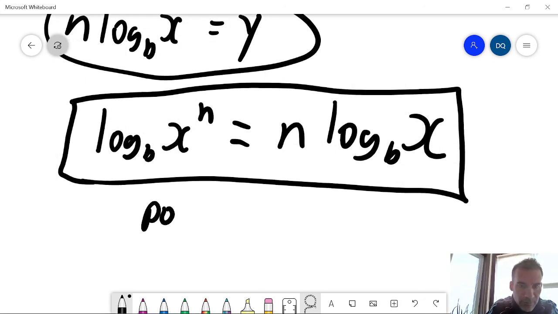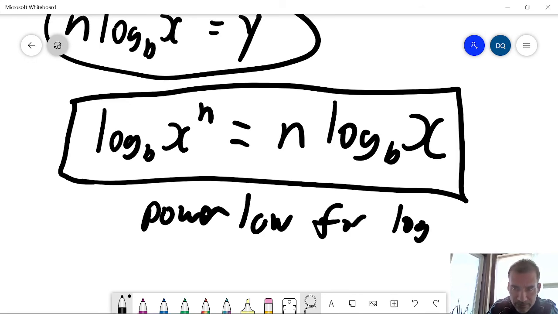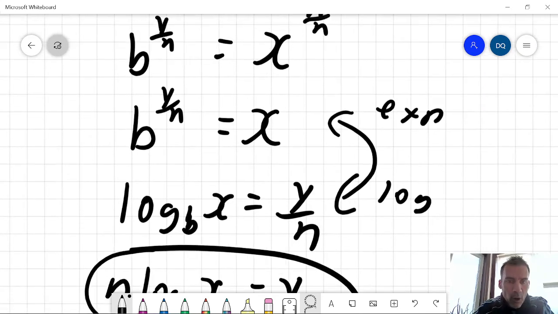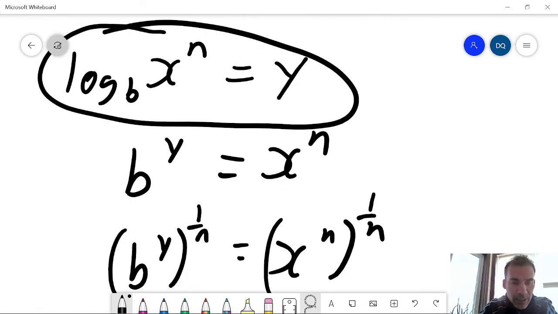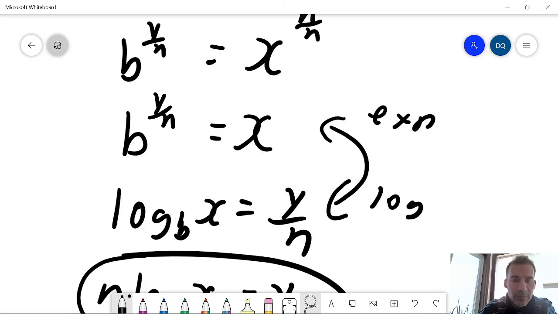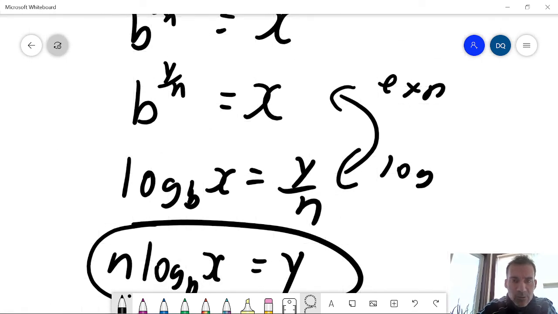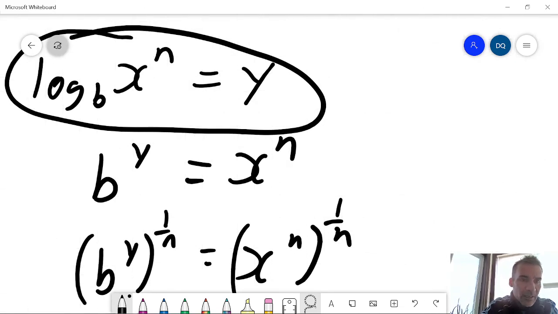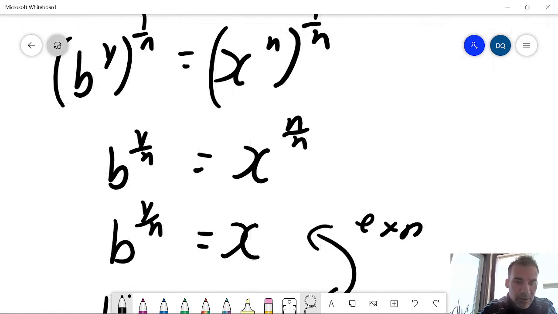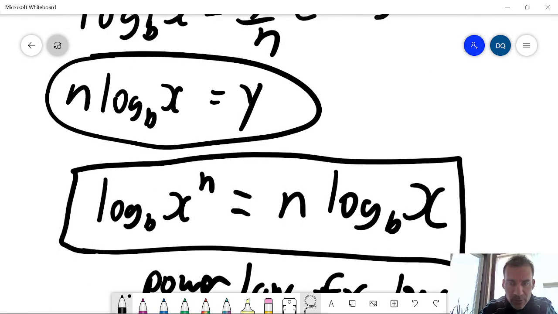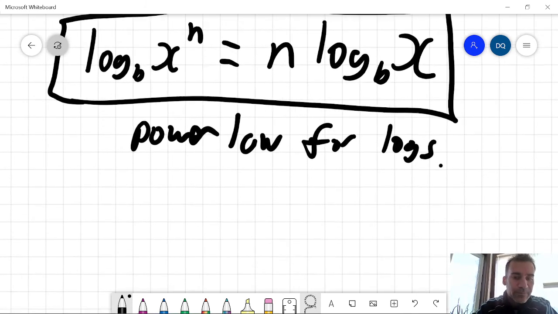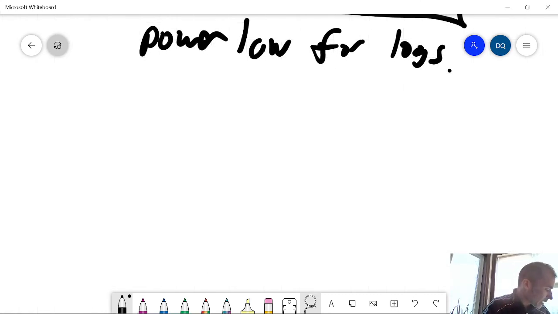Okay, so this is the power law for logs. Why it works is demonstrated here. We convert the log equation to its exponential form to manipulate it and then convert it back. And in identifying that this y is the same as that y, the base b log of x to the n must therefore be equal to n times the base b log of x. Because this rule worked with letters, this works with whatever number you use. So again, I'll show you how to use that.